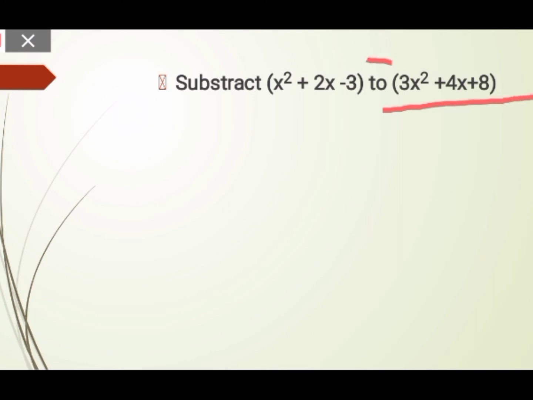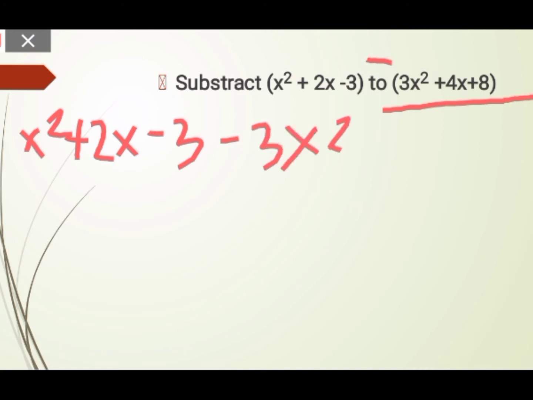In this case, you are going to distribute this negative sign to this polynomial. So now we have x squared plus 2x minus 3. Distribute the negative sign: negative 3x squared minus 4x minus 8. So after distributing the negative symbol, you can now combine the similar terms.